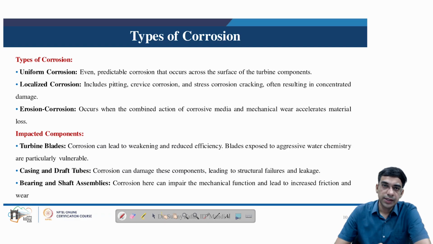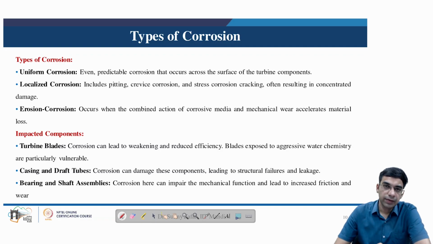The second type of corrosion is localized corrosion, which includes pitting, crevice corrosion, stress corrosion cracking, and often results in concentrated damage. The third type of corrosion is basically a synergistic action between erosion and corrosion, and it occurs on the combined action of corrosive media and mechanical wear, which accelerates material loss.